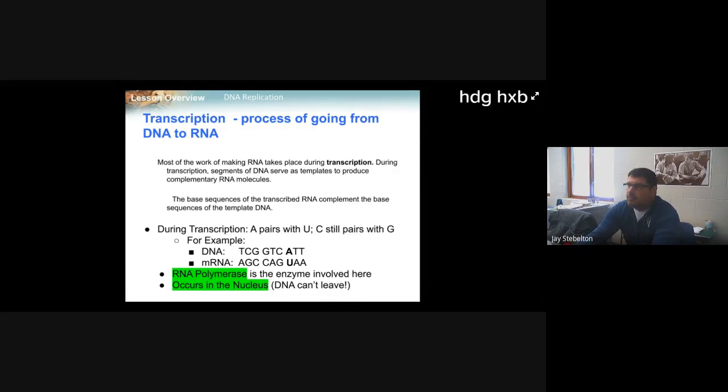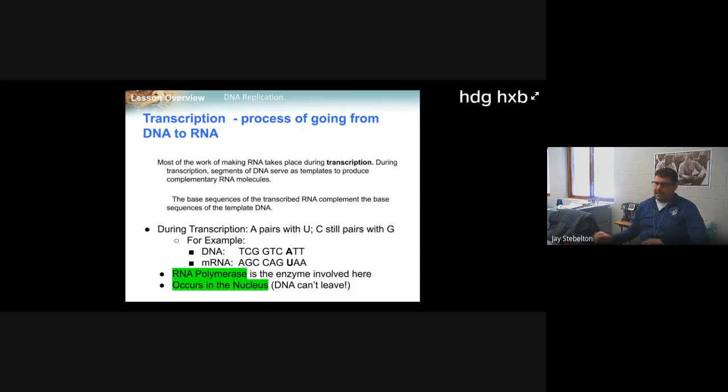Most of the work of making RNA takes place during transcription. There's two parts to forming a protein: transcription and translation. Most of the work takes place during transcription. During transcription, we take a segment of DNA, and that serves as a template for the RNA. The bases of the transcribed RNA complement the sequence of the template DNA.